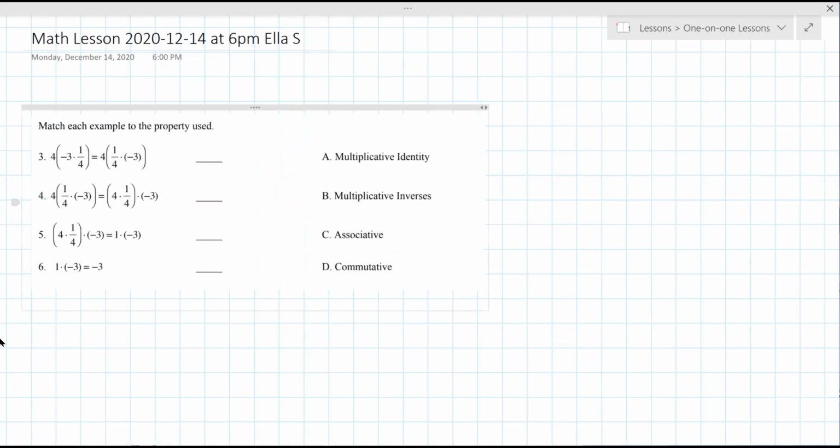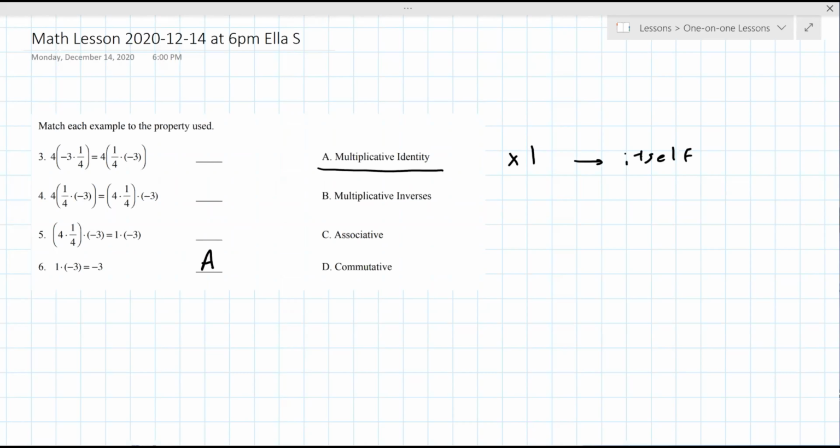Our workspace. If you can see my screen, you see the problem you just asked about: match each example to the property used. The multiplicative identity is when you multiply by 1, and that's the only one that has that in it. Basically, you multiply by 1 and you get itself, whatever that is.